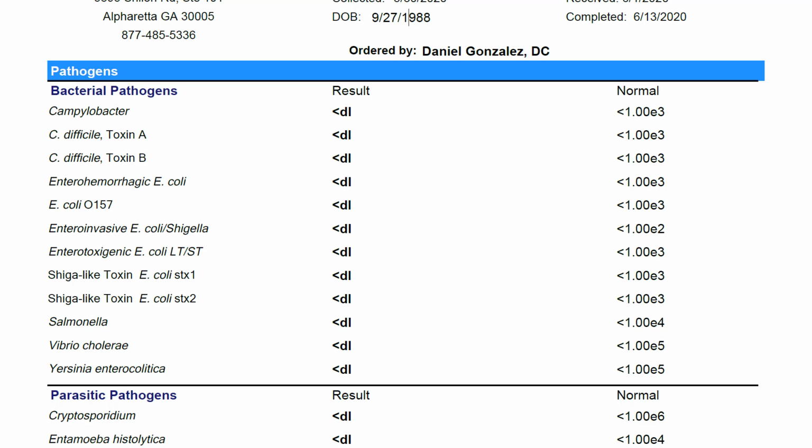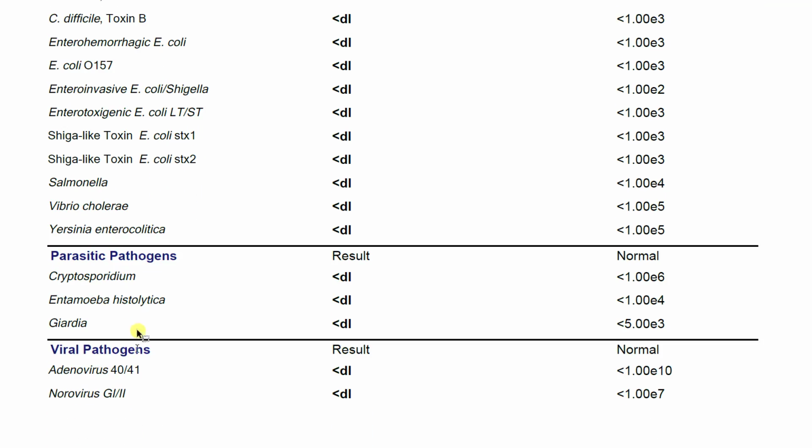Starting off with the first section here, the bacterial pathogens. Previously, you showed a Shiga-like toxin E. coli strain that was positive. It was high. We can see that that's been eradicated, so definitely positive results here, where now you can see that it's less than the detection limit, so that's really good. And of course, no other pathogens are identified. Previously, you were negative for Cryptosporidium, Entamoeba, or Giardia, or any of the viral pathogens, so that's pretty much the same.